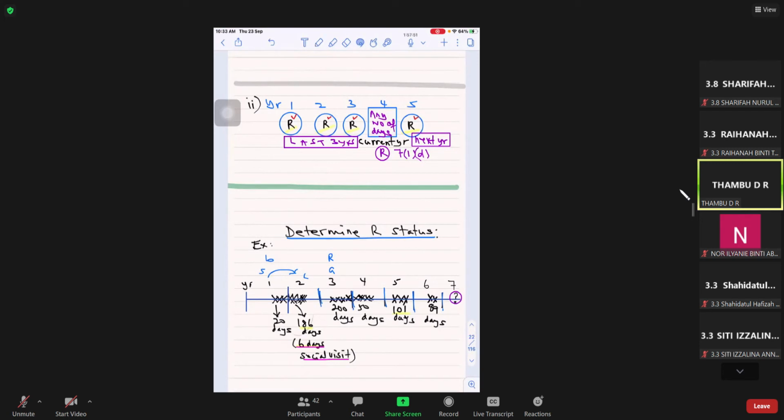Can I use B here? Cannot. Why? To use B on the right, the left must be a long period, which is more than 182. I don't have 182, so I cannot use B here. So you're resident here. What about year 4? I can use link by. Short period, long period, you can use link by. So this can be a resident under B.